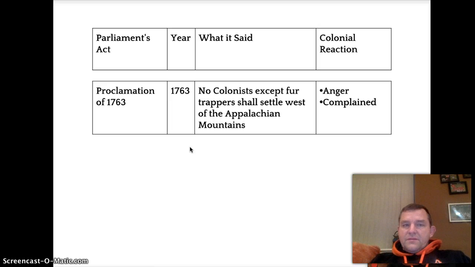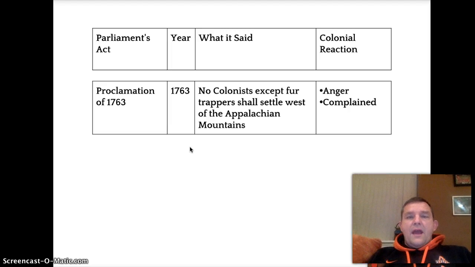In the Proclamation of 1763, they decided that colonists would no longer be allowed west of the Appalachians except fur traders. Now, fur traders are going to pay a tax to the British government, so the British government would allow them to go. Obviously, the colonists were not happy about this, and they decided that this was extremely unfair.